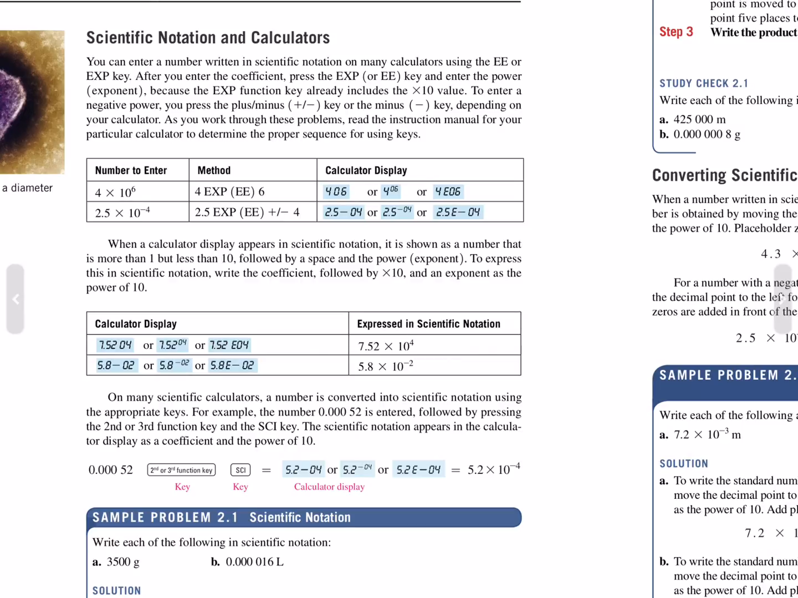On many scientific calculators, the number is converted into scientific notation using the appropriate keys. For example, the number 0.00052 is entered, followed by pressing the second or third function key and the scientific notation key. The scientific notation appears in the calculator display as the coefficient and the power of 10.